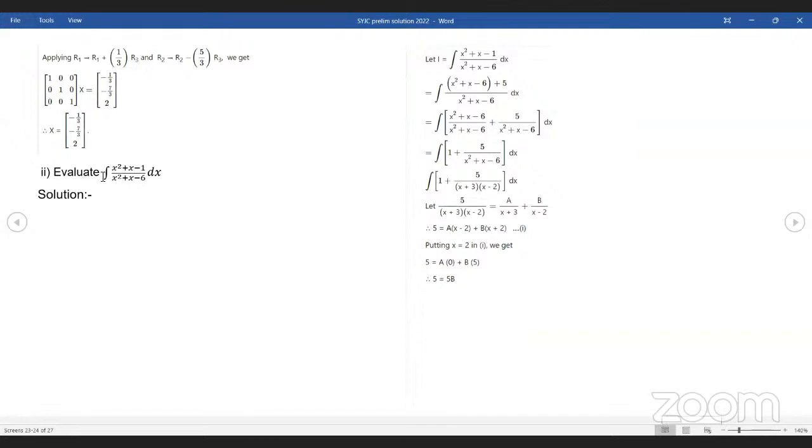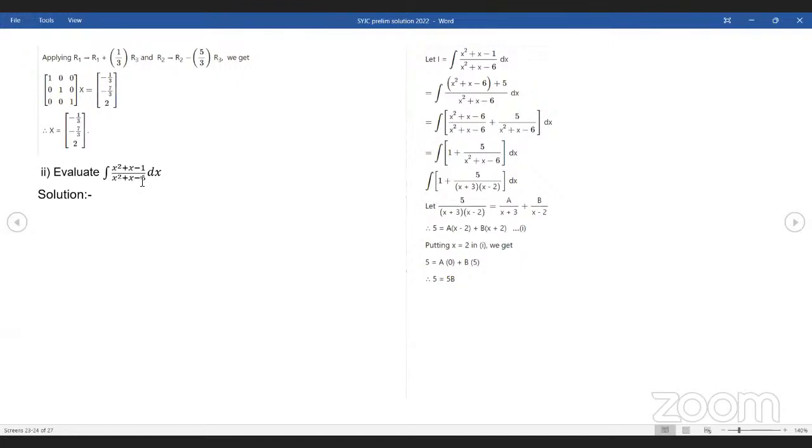Second question, evaluate integration (x square plus x minus 1) upon (x square plus x minus 6). In this question, denominator, its factors are possible. (x plus 3) into (x minus 2) is the factor. यानी यहाँ पर कौन सी मेथड आ सकती है? Partial fraction. But before partial fraction, x square plus x minus 1 is also present and it is similar to our denominator term. So उसको ही हम adjust कर लेंगे. We adjust that term in numerator.